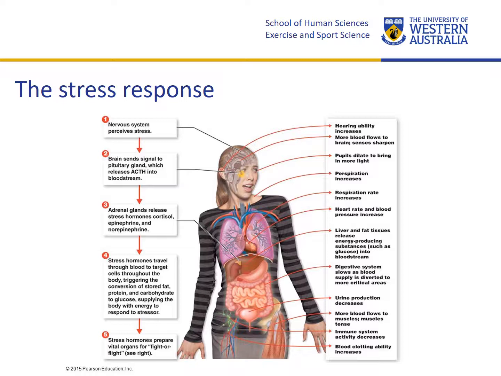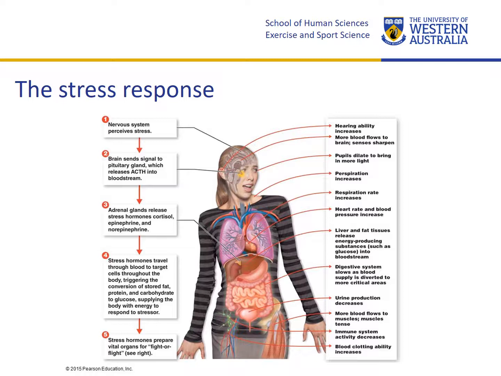So what this means is the cortisol, the epinephrine and the norepinephrine coursing through our blood causes our hearing ability to increase. We get more blood flow to our brain. Our pupils dilate, so we get in more light. We can start to sweat a little bit. You've probably noticed yourself when you're stressed that your breathing rate increases, as well as getting an increase in your heart rate and your blood pressure.